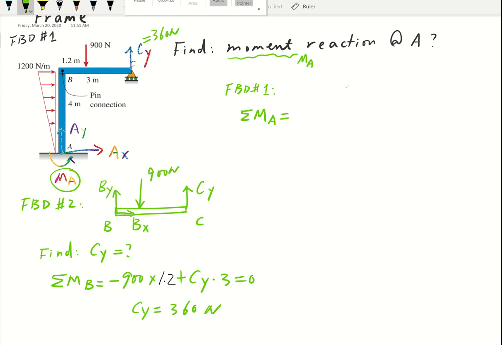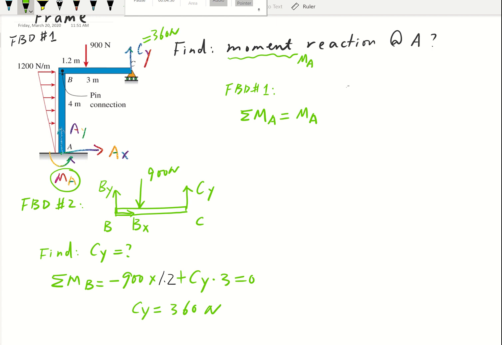Now let's first take a look at it. Let's go start at point A. At point A, AX and AY going through point A, so they do not show up. However, we have this MA itself due to the fixed support, so that's what we're solving. It's positive since it's counterclockwise. And now you have this distributed load along the beam AB.